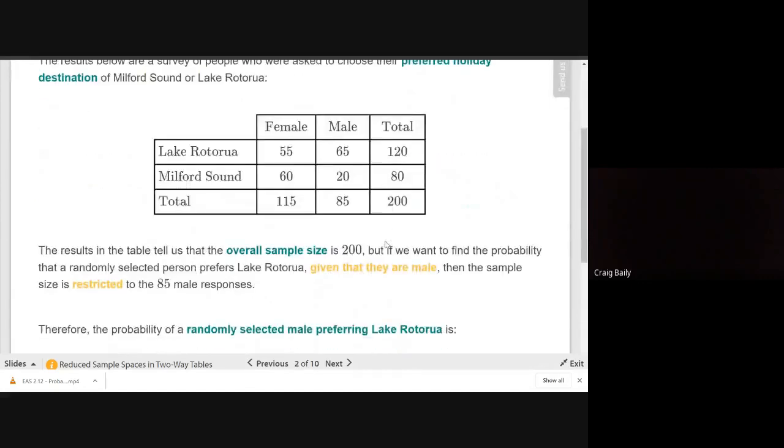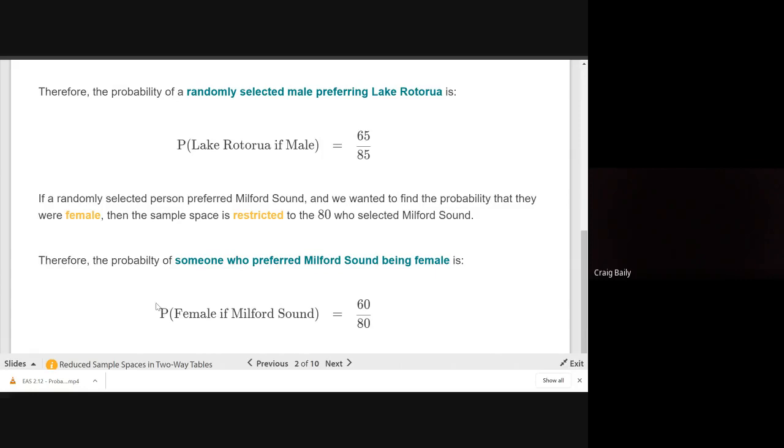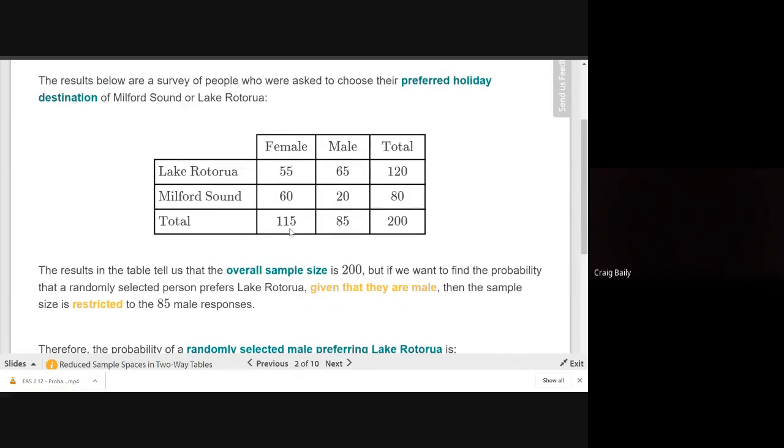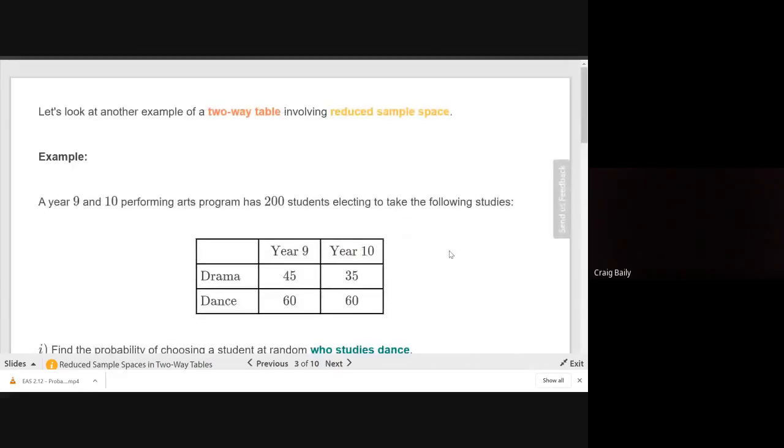And one more. If a randomly selected person preferred Milford Sound and we wanted to find the probability that they were female, that is going to be a restricted sample space. So probability of female if Milford Sound was going to be the 60 over 80. Okay, so the wording of the question is going to lead you in the right direction.